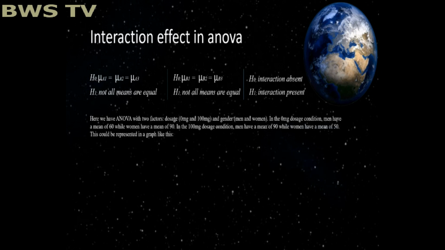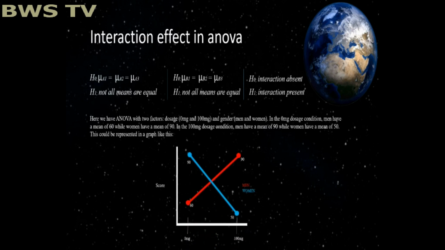Here we have ANOVA with two factors, dosage 0 mg and 100 mg, and gender, men and women. In the 0 mg dosage condition, men have a mean of 60 while women have a mean of 90. In the 100 mg dosage condition, men have a mean of 90 while women have a mean of 50. This could be represented in a graph like this. You can see that the lines of men and women will cross. If the lines cross like this, then that means you have an interaction effect in your ANOVA.